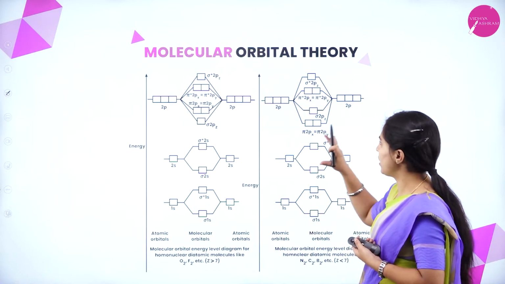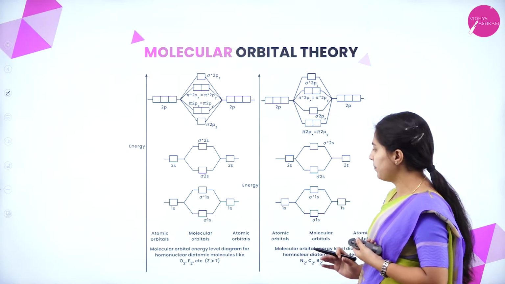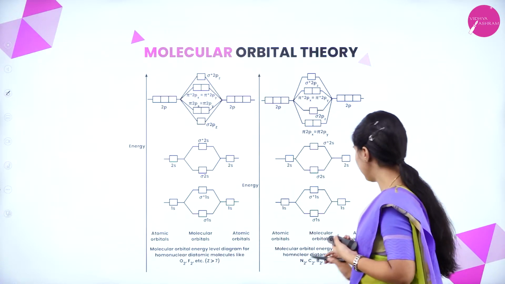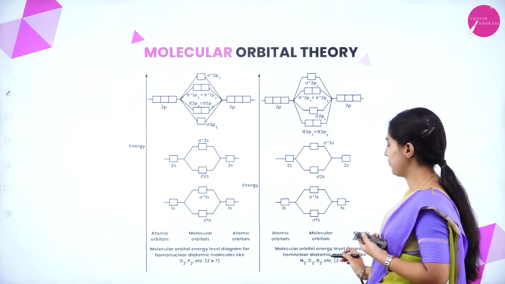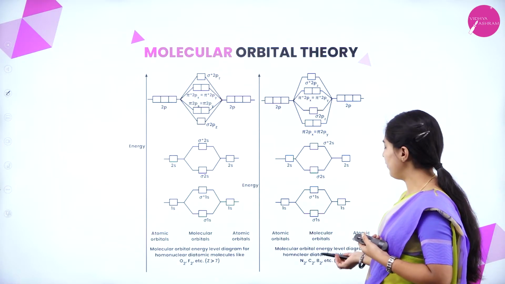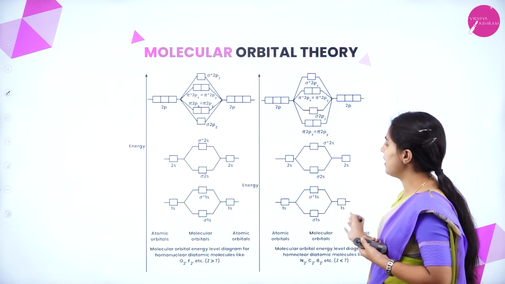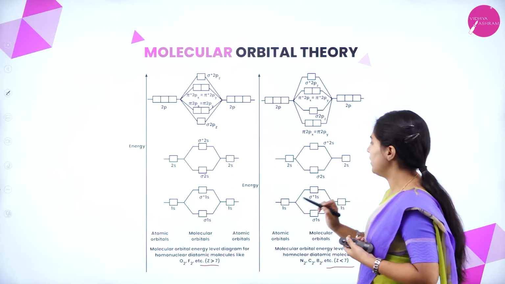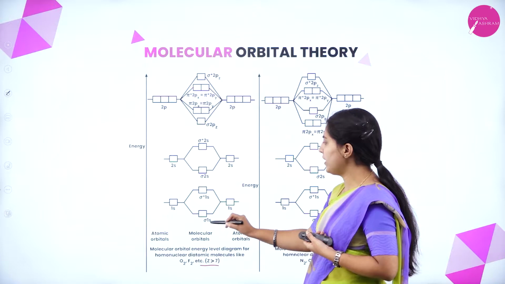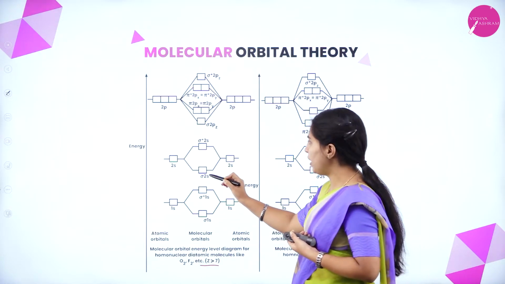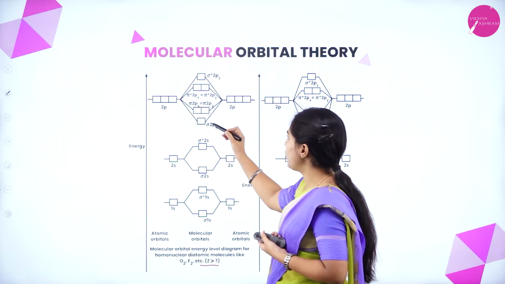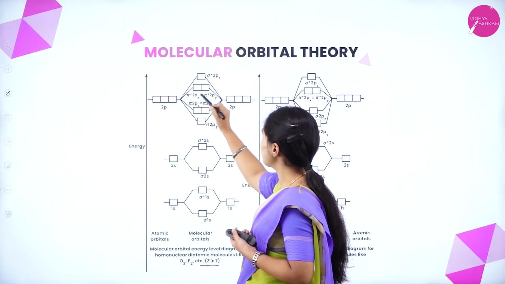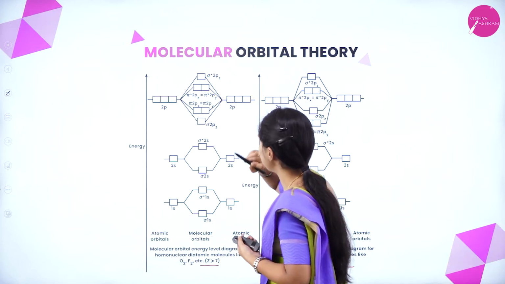See, this is a general energy level diagram. This one is for atomic number greater than 7, and this one is for atomic number less than 7, like C2, B2, everything. Here we see sigma 1s, sigma star 1s, sigma 2s, sigma star 2s, sigma 2pz. Next pi 2px equivalent to pi 2py. This is 2px, 2py. Next 2pz.